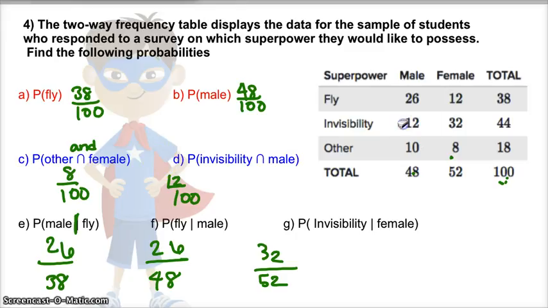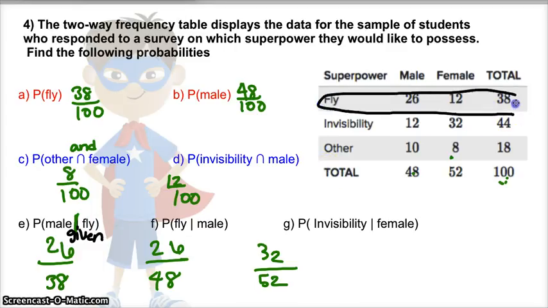So when we get down to the conditional probability, these are the newer concepts. These are asking for the probability of male given that somebody wants to be able to fly. So look at how many want to fly. It's this whole row. How many of those 38 were male? 26. So 26 out of 38.